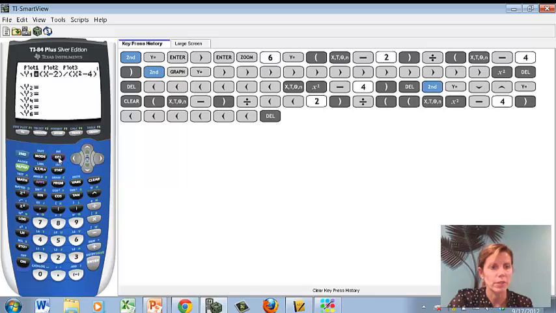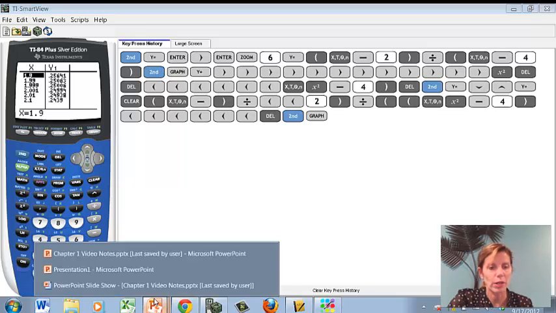And I'm just going to get rid of one of those. Okay, we should be set. Now I'm going to go to table, which is second graph. And you'll notice I already have the x values entered in. All you have to do is type them in and press enter. So I'll give you a minute to type those in. And then I'm going to go back to my problem.